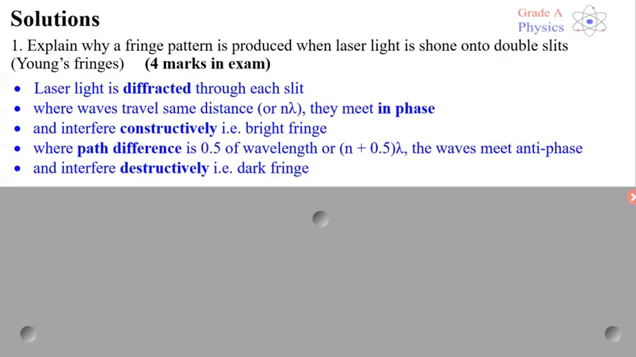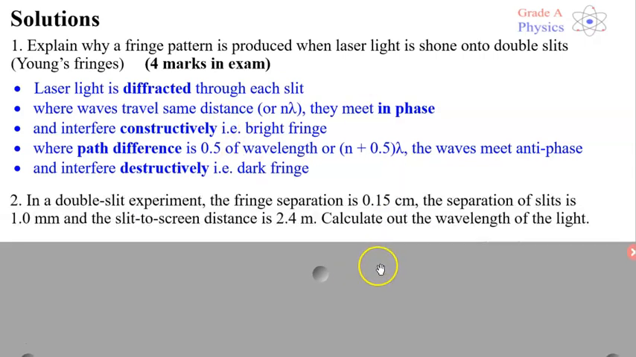Okay, here we go. So this first question, this is a very typical question in the exam. It could be 4 marks, it might even be 5 or 6 marks. So we need to get the details. So we need to talk about diffraction. We need to talk about the distance travelled. So they meet in phase. Where they meet in phase, we get constructive interference. We get a bright fringe. Where we get 0.5 of a wavelength, or in fact 1.5, 2.5, 3.5, so we could write this as n plus 0.5 lambda, we get the waves meeting 180 degrees out of phase, so we get destructive interference, which is a dark fringe. So lots of detail required there.